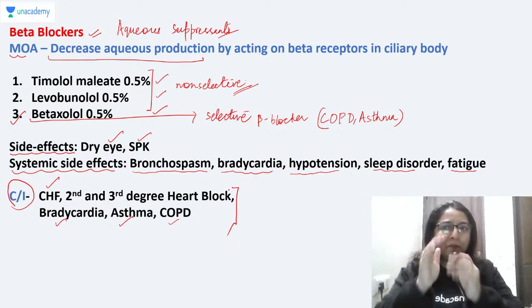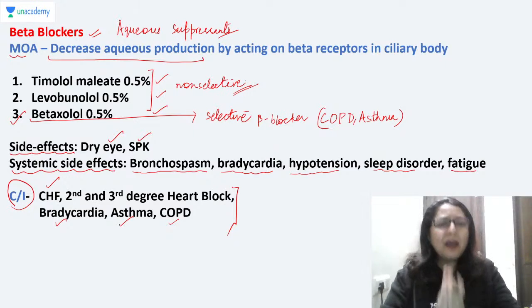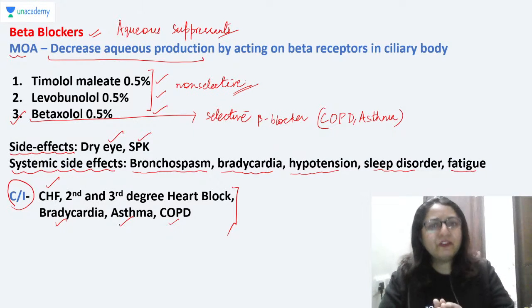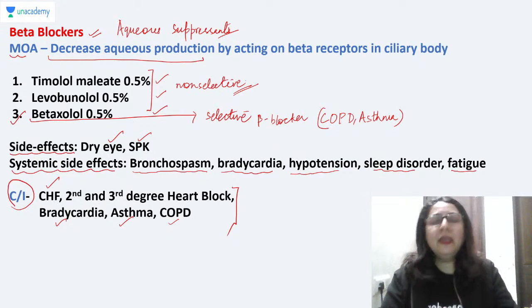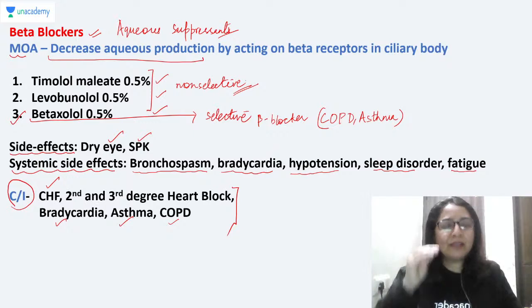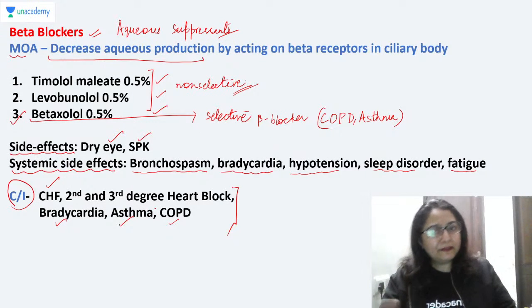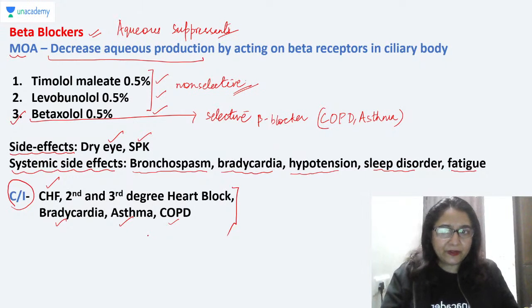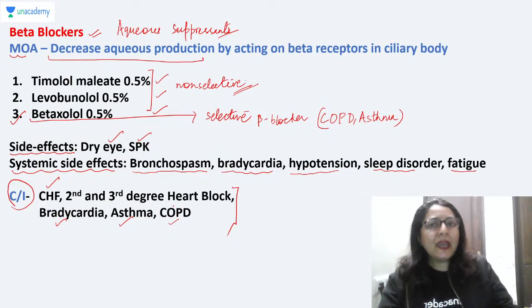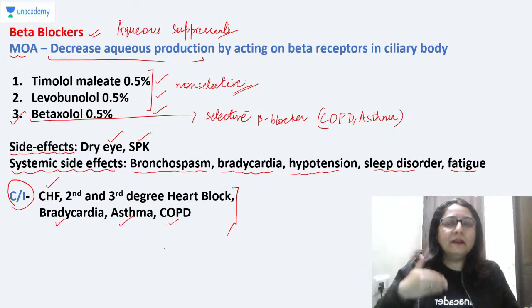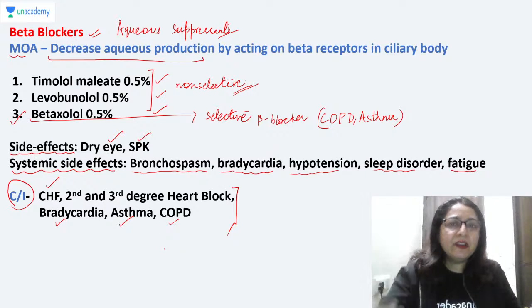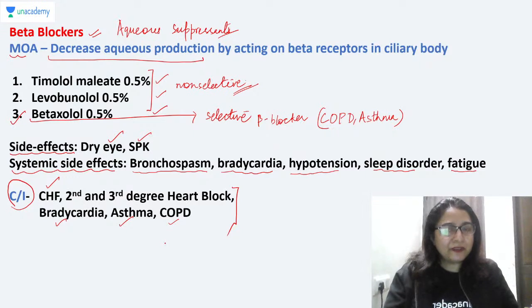Okay, so beta blockers are very good IOP reducers. Okay, they are efficient anti-glaucoma drugs. They are aqueous suppressants. Okay, but their systemic side effects are many, as we discussed, and they are contraindicated in congestive heart failure, heart blocks, bradycardia, and chronic obstructive pulmonary disease. Okay, but they can be combined or they can be used as additional drugs to the prostaglandin analogs.